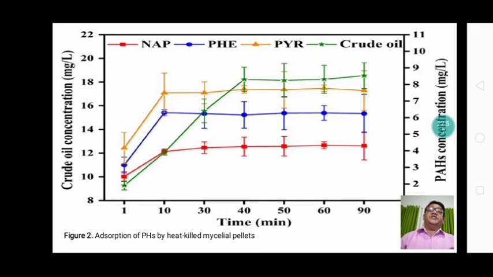The results were similar to those of live mycelial absorption, but the absorption percentage was lower than that of live mycelia. These findings also indicated the selective absorption of dead fungal mycelia in this process. Absorption of crude oil by dead fungal mycelia gradually increased with time and reached a maximum percentage of 18.2% within 40 minutes.